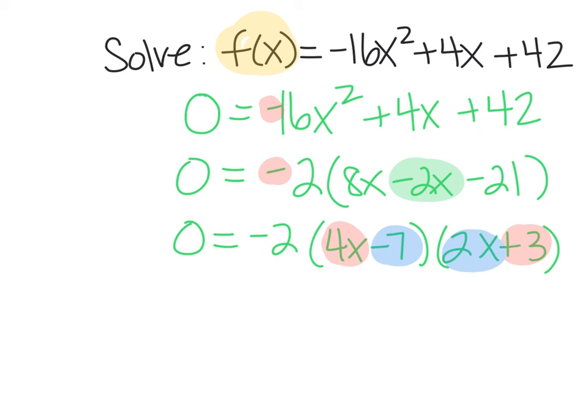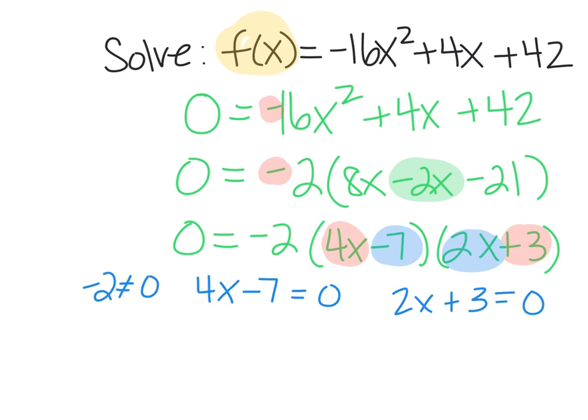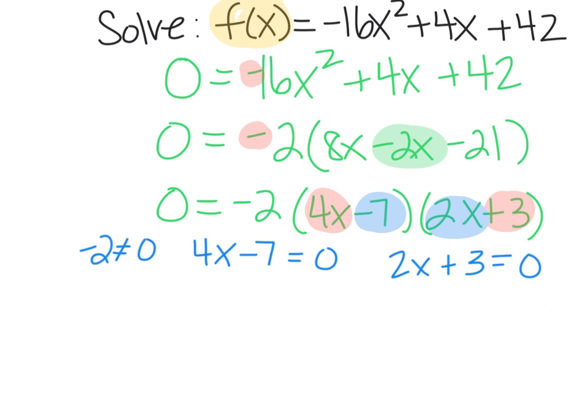So then, since we are solving, we need to now set all of these equal to 0. So negative 2 is equal to 0. There's no variable in that one, so that doesn't give us a solution. So we don't need a solution for that first GCF. But then I need to solve 4x minus 7 is equal to 0, and 2x plus 3 is equal to 0. So we need to solve these.